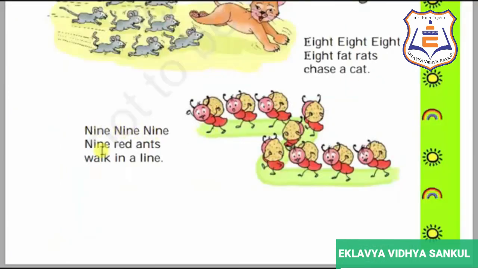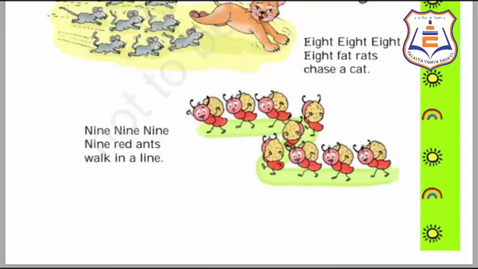9, 9, 9, 9 red ants walk in a line. We will count the number of ants now. 1, 2, 3, 4, 5, 6, 7, 8, 9. So there are 9 ants who are carrying food with them. There are 9 ants walking in a line. So 9, 9, 9, 9 red ants walk in a line.